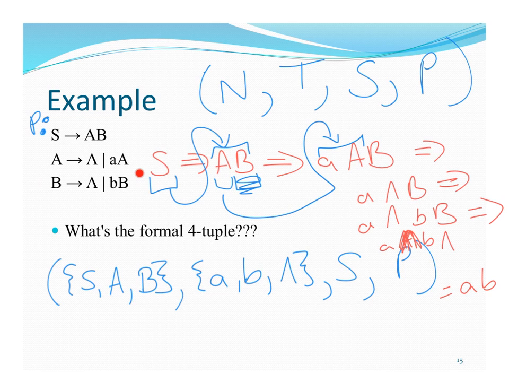So if you look at this grammar, you can see that it produces all strings that start with A's and then end with B's, 0 or more A's followed by 0 or more B's. So this grammar is actually a grammar for the regular language A star, B star.